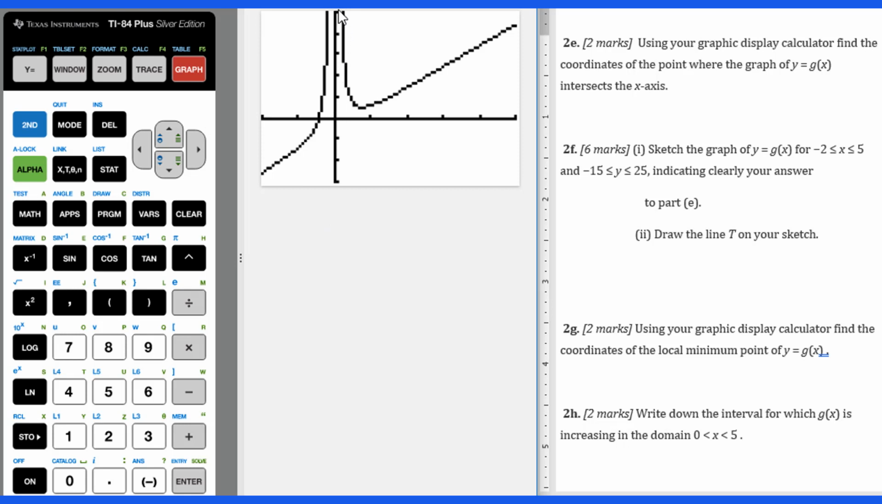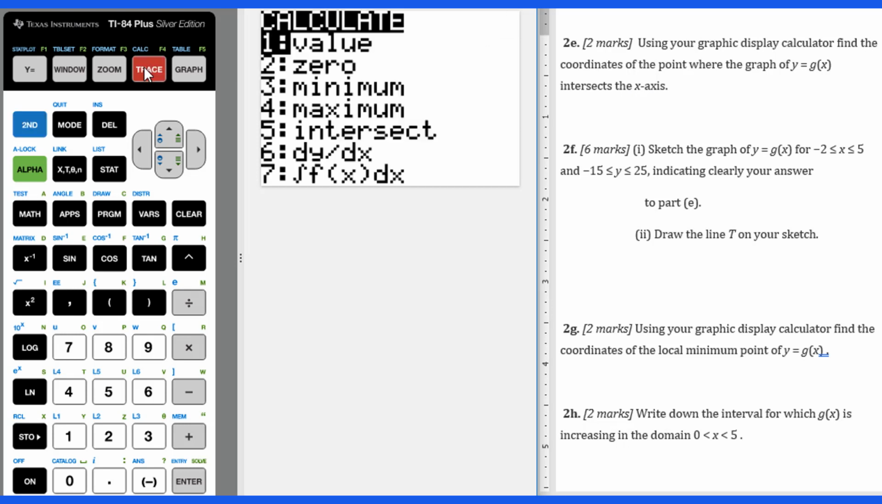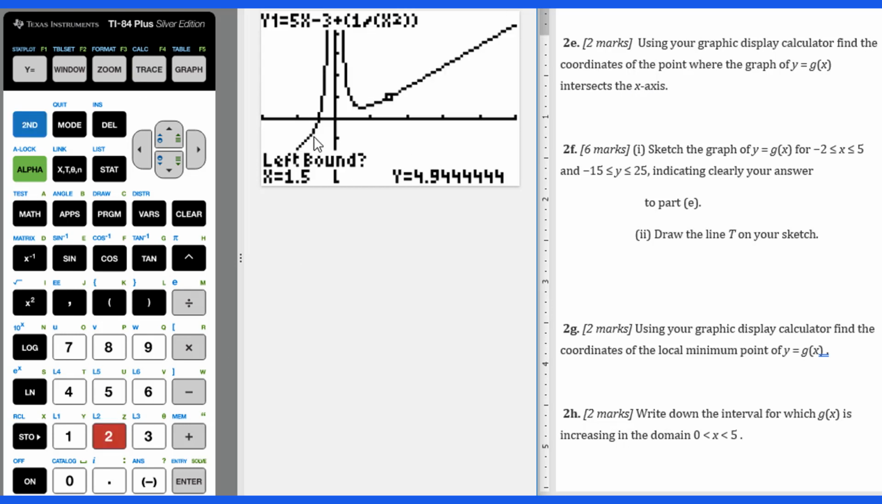Remember the y-axis is a vertical asymptote line. So I need to figure out the zero. I do second trace, 2. This one is -2, so for the left bound, let's do -2, enter. For the right bound, you can do -0.1. Then enter. You will get -0.439. That's your answer here.